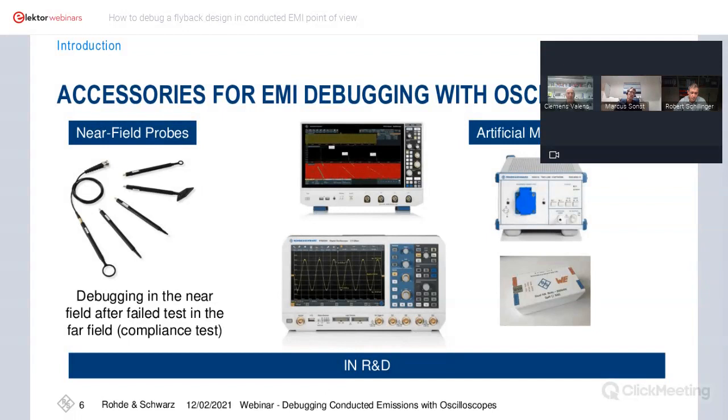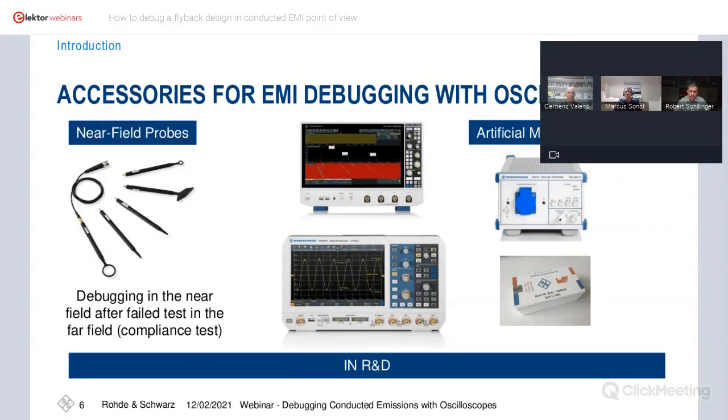One field is near field probing, and that is especially valuable when you have a far field measurement from a test house, for example, and then you can use these near field probes to isolate your noise source on your PCB. So what you are doing here is measuring currents and also electrical and magnetic fields at a certain distance, and then you can really locate the EMI noise.